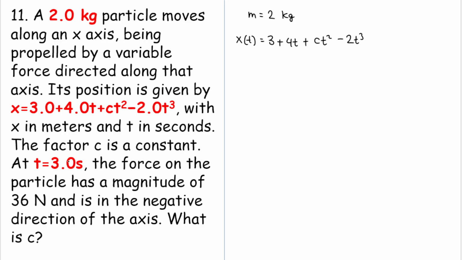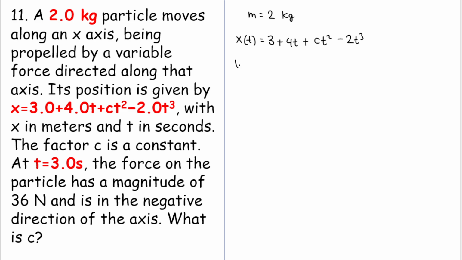At t equal to 3 seconds, the force on the particle has a magnitude of 36 Newtons and is in the negative direction of the axis. What is c? We need to find the velocity first.